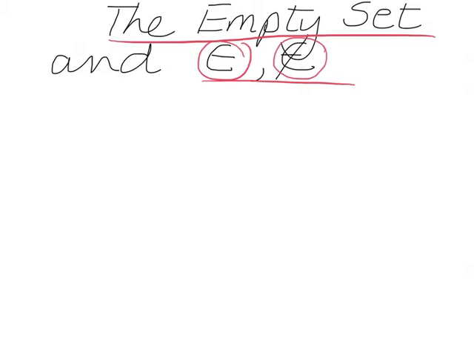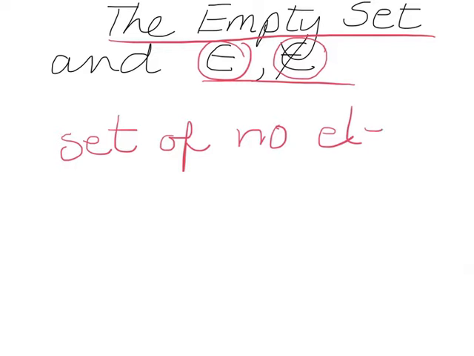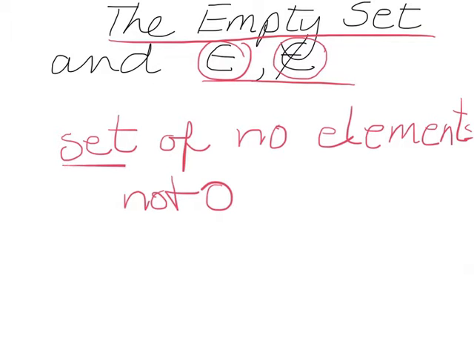Well, number one, it is a set of no elements. So let me tell you what it's not. Number one, it's not zero. Okay? It's not zero.